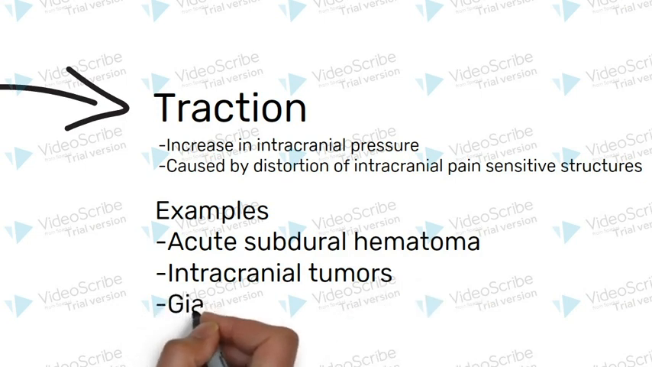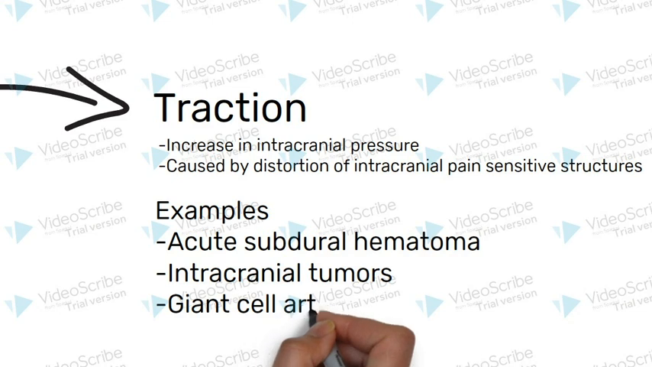Next, we have giant cell arteritis or your temporal arteritis. The headache in temporal arteritis is throbbing, intense, and persistent, and often it is associated with a burning component. Patients may note pain during mastication. Also, ocular complaints may be present within the symptoms.